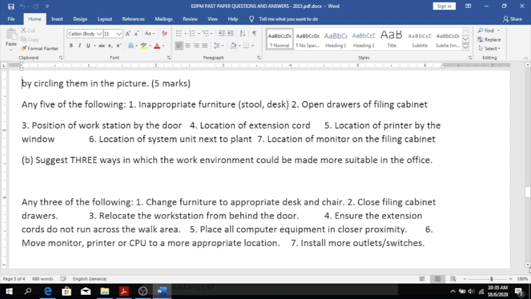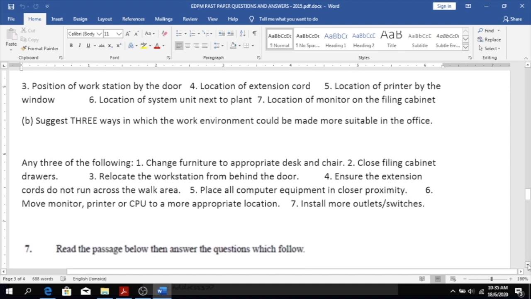Place all computer equipment in close proximity. You can't have the monitor here on the left side, the printer there on the right side, the CPU in front on the floor. You understand? So you need to put them in one location or closer proximity. Move the monitor, printer, or CPU to a more appropriate location. Like the computer desk would be a more appropriate location, right? Install more outlets or switches. That would be another recommendation.